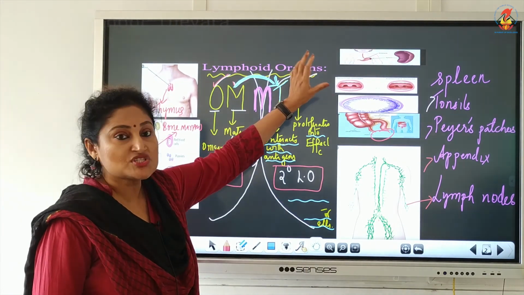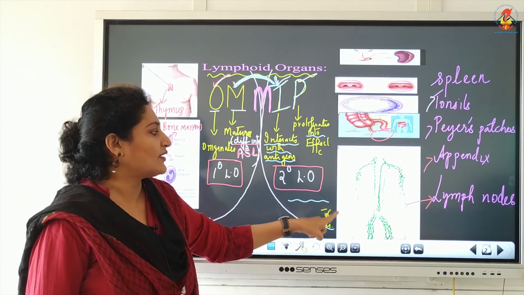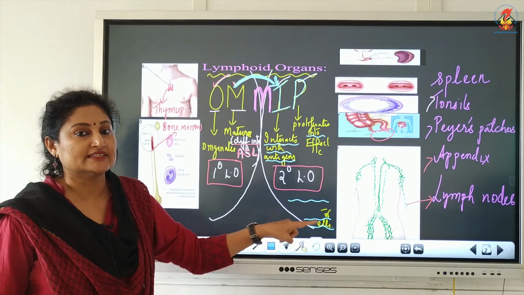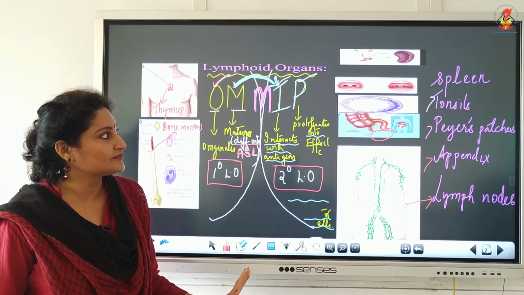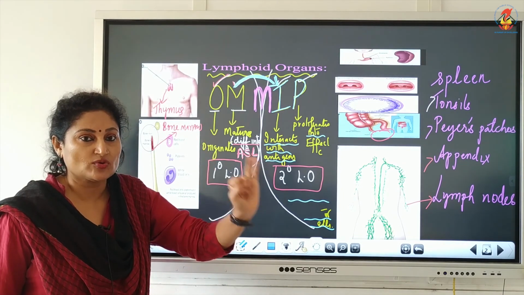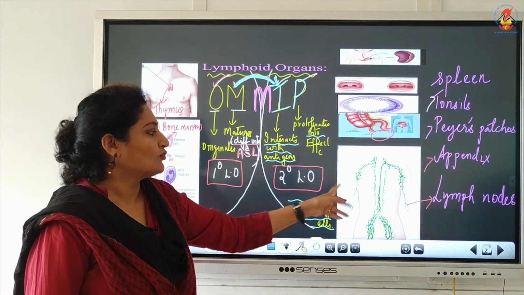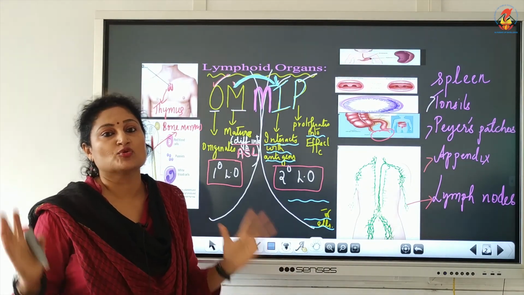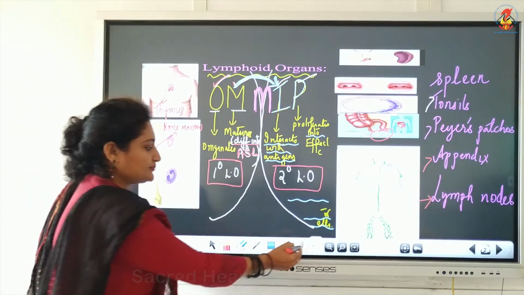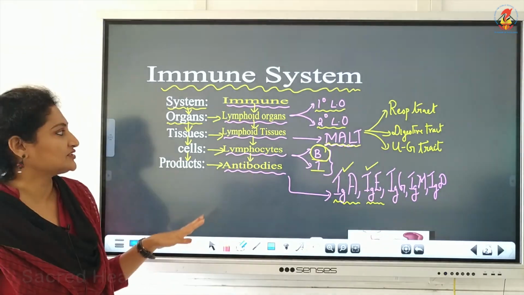Very, very important: the spleen traps the microbes circulating in the blood, whereas lymph nodes trap the microbes circulating in the lymph. Clear? Besides that, the spleen has lymphocytes and phagocytes, and it is the graveyard of RBCs. What about lymph nodes? They have lymphocytes. I hope you have understood this topic, and the other portions have already been dealt with in the introduction itself.